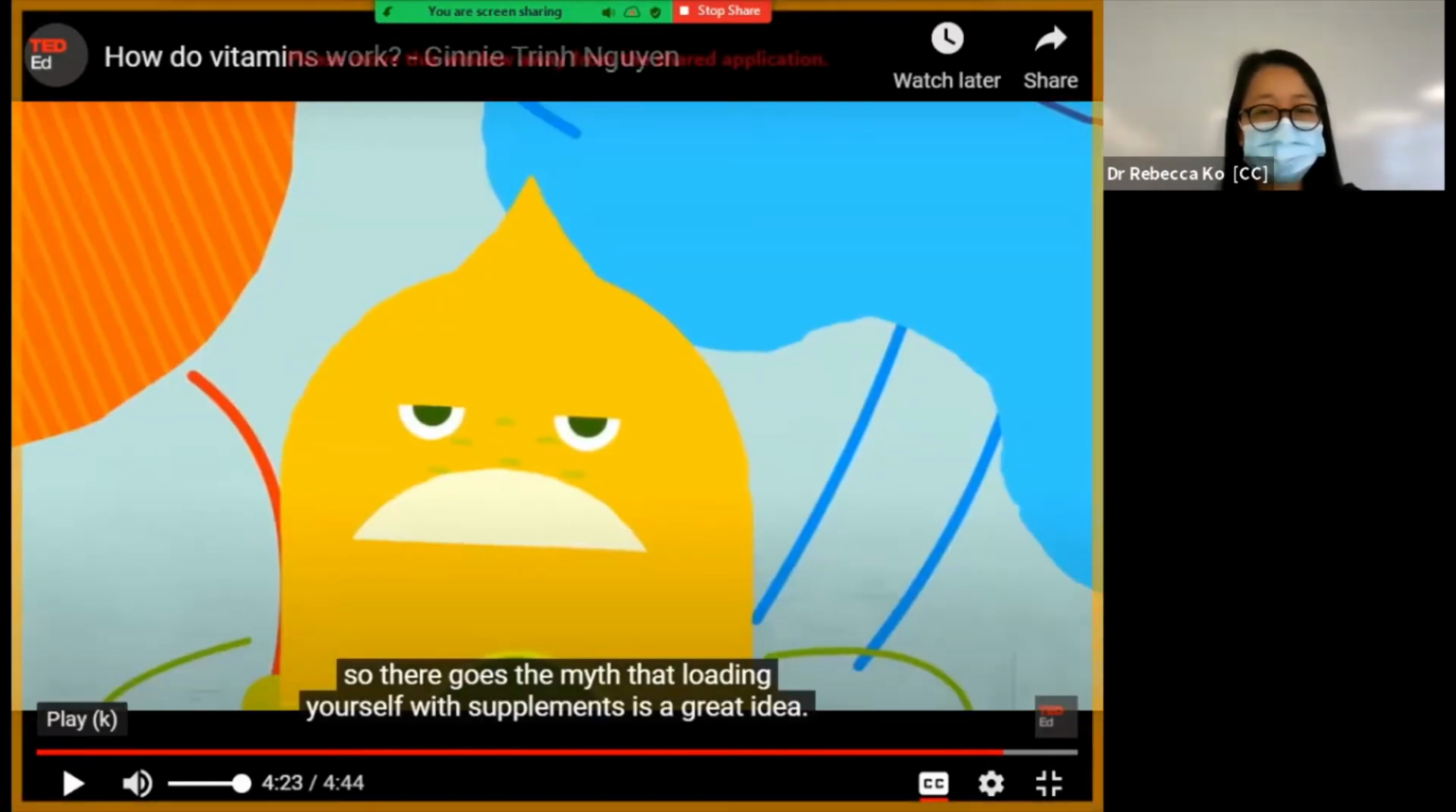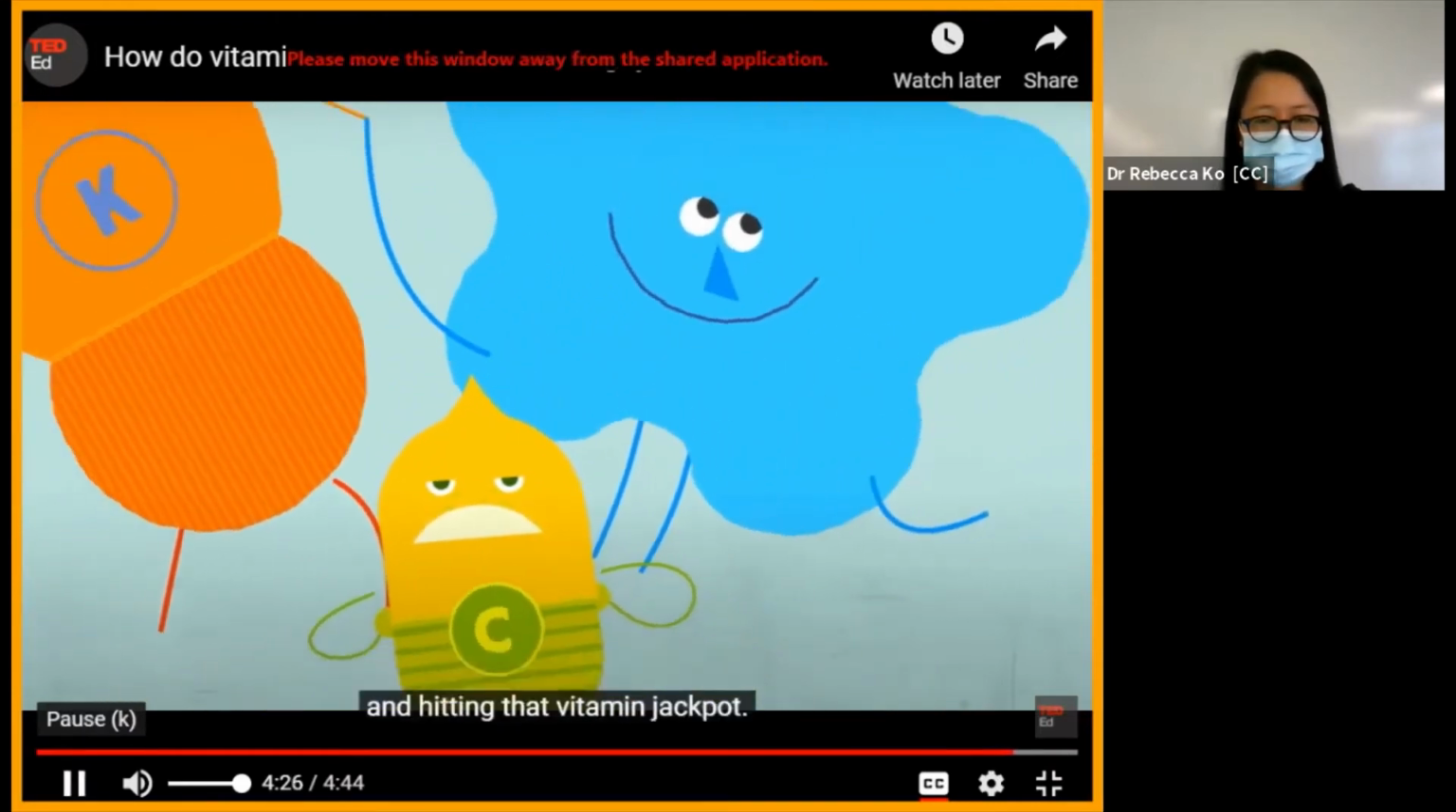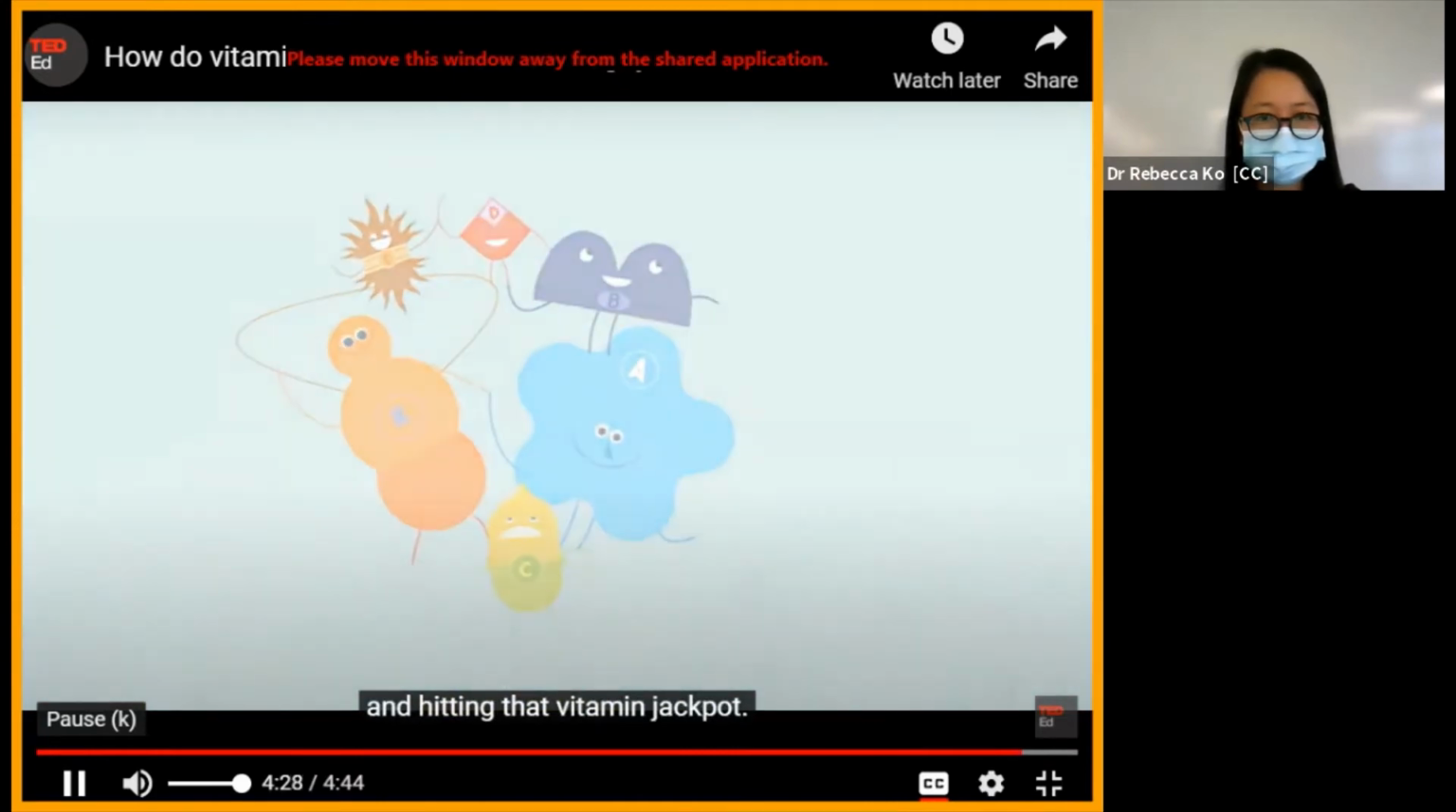Yeah, we need vitamins, but we can't take too much. Too much of it will be toxic. In reality, it's all about getting the balance right and hitting that vitamin jackpot.